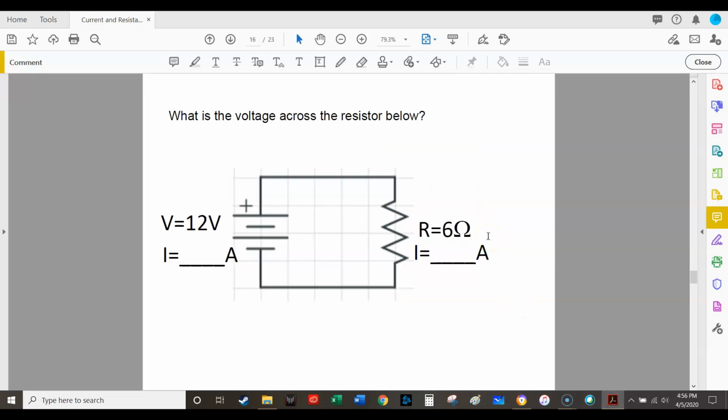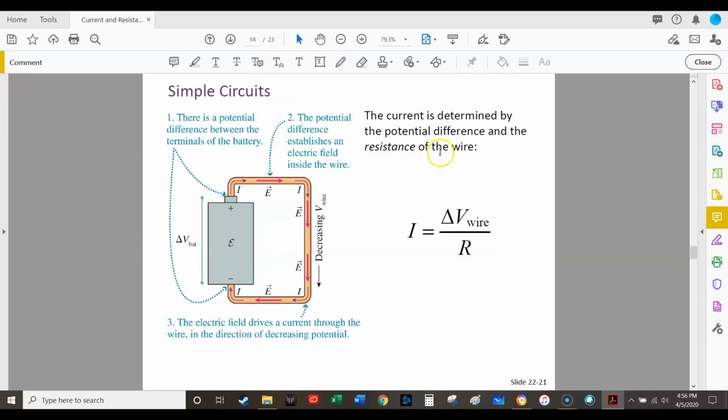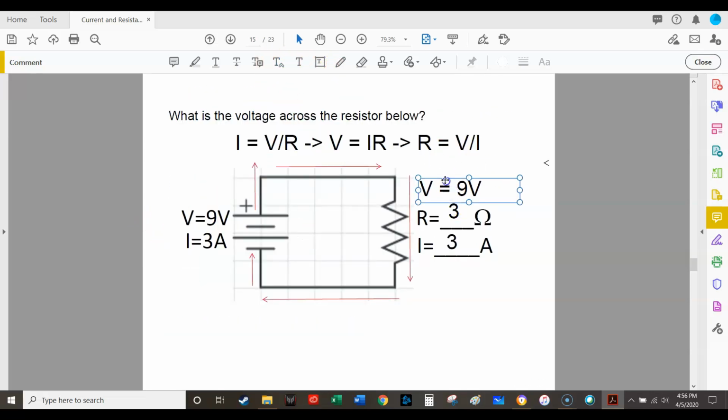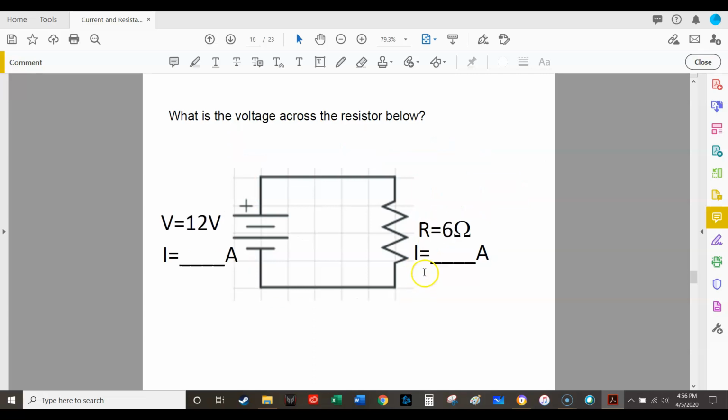All right. Let's move on to the next one. Can we figure out the voltage across the resistor below, but also the current leaving the battery and the current going through the resistor? Well, we know this is 12 volts. And again, I'm going to grab this from earlier, actually both of these from earlier, and copy them here.